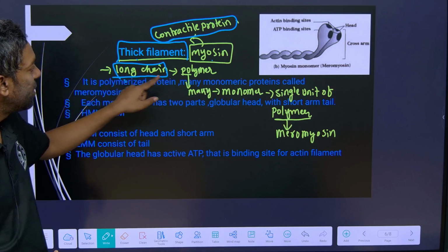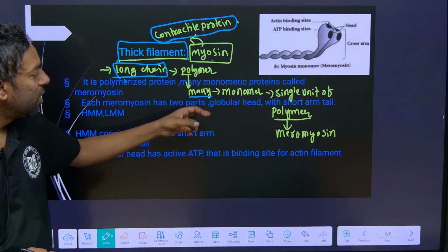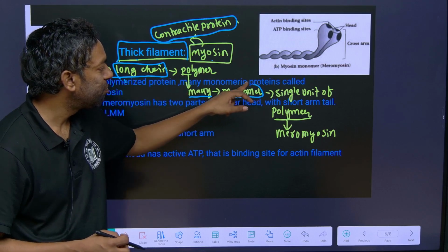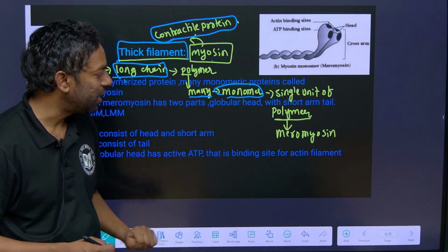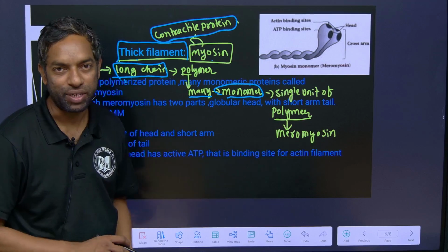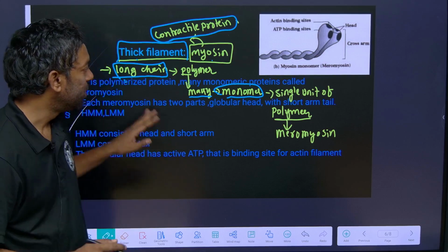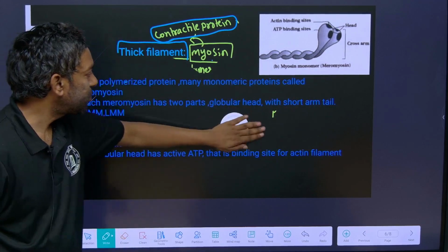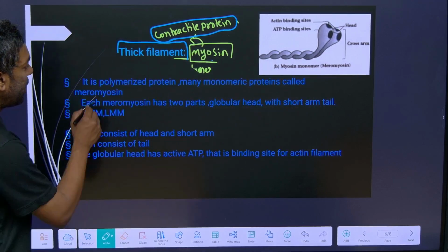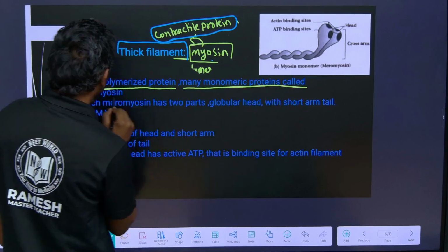Polymer means a long chain connecting many monomers. The monomer is the single unit of this polymer chain, which we call meromyosin. Got it? It is important, guys. I am going to read again: the polymer chain protein, with many monomer proteins, is called meromyosin.